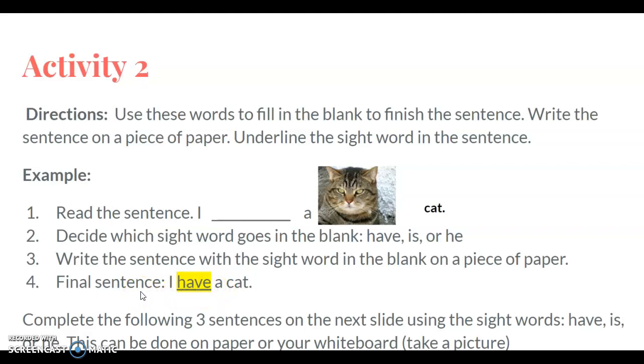So your job is to complete the following 3 sentences on the next slide using the sight words for this week, have, is, or he. You can do this on paper, or you can do this on your dry erase board and take a picture.